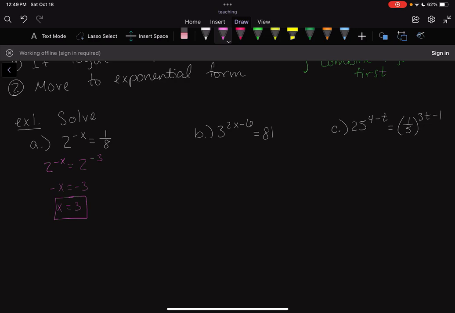Now 3 and 81, I can make those bases the same. So 3, I can leave. And then 81, I can write as 3 to the 4th. So now that my bases are the same, I have 2x minus 6 equals 4. And I can just solve this like a regular equation. So add 6. So this gives me 2x equals 10. Divide by 2. So x equals 5.